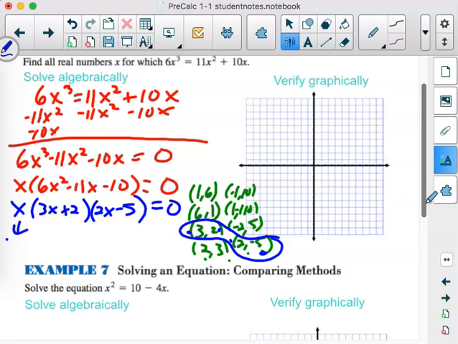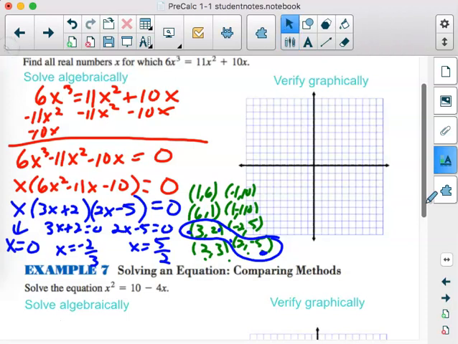So here, we'll have a 0 at x equals 0. With this one, again, if you just set it up, you're going to go, oh, x equals negative 2/3. I'd have to subtract 2 and divide by 3. And then 2x minus 5 equals 0. I'd have to add 5 and divide by 2. x equals 5/2. So that's where our zeros are going to be at.